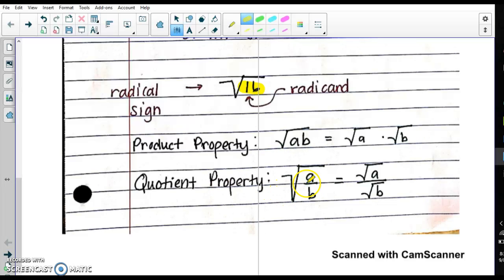And then the quotient property basically says the same thing, but with division. So if you have the square root of a fraction, or two numbers dividing, you can break them up into the square root of a over the square root of b.